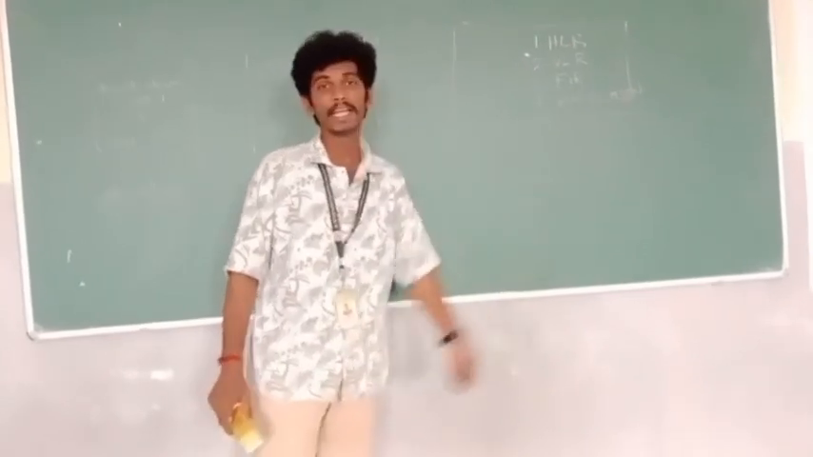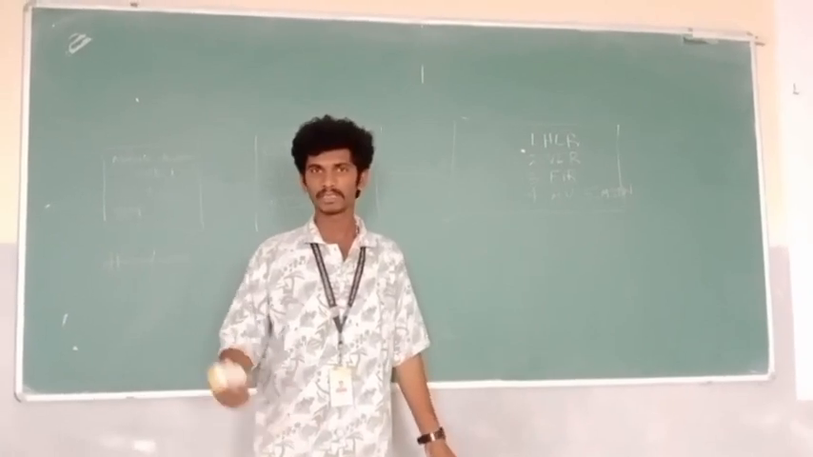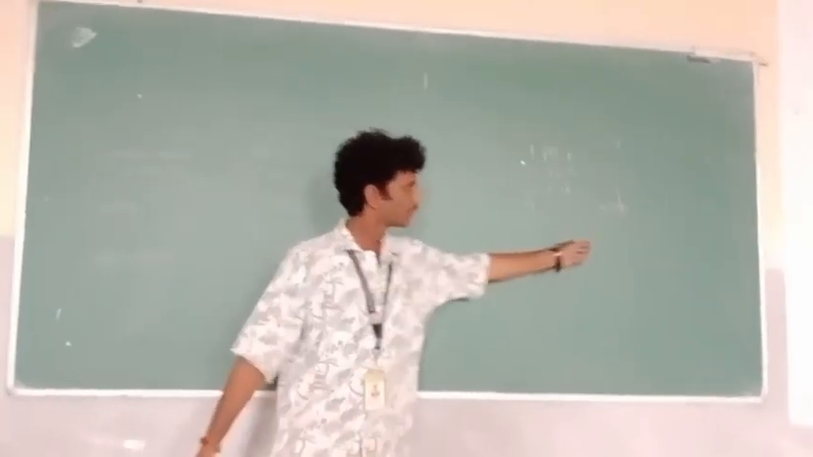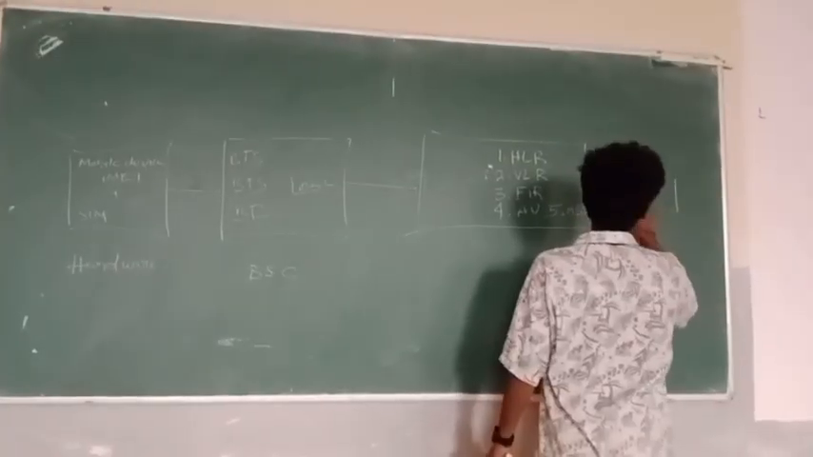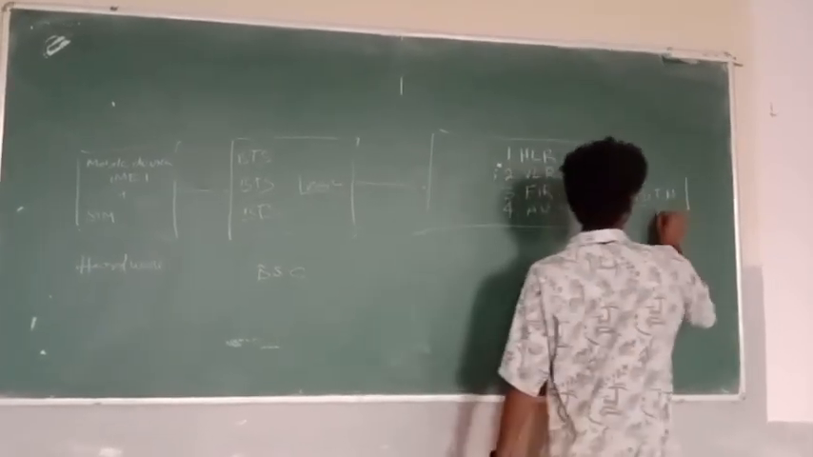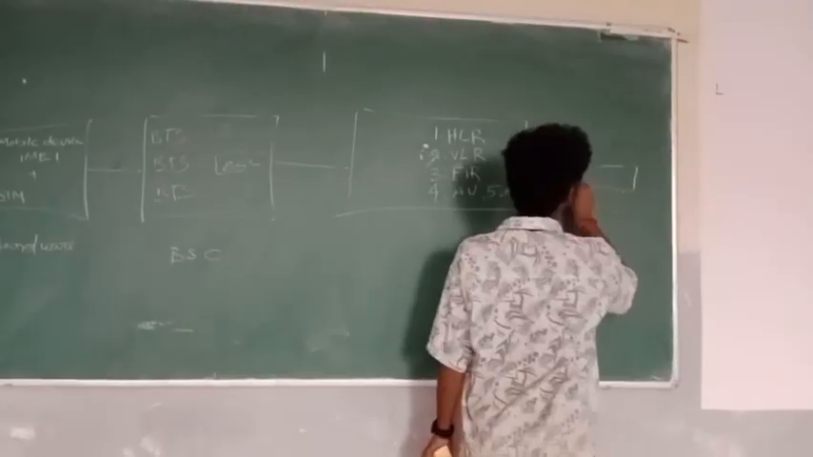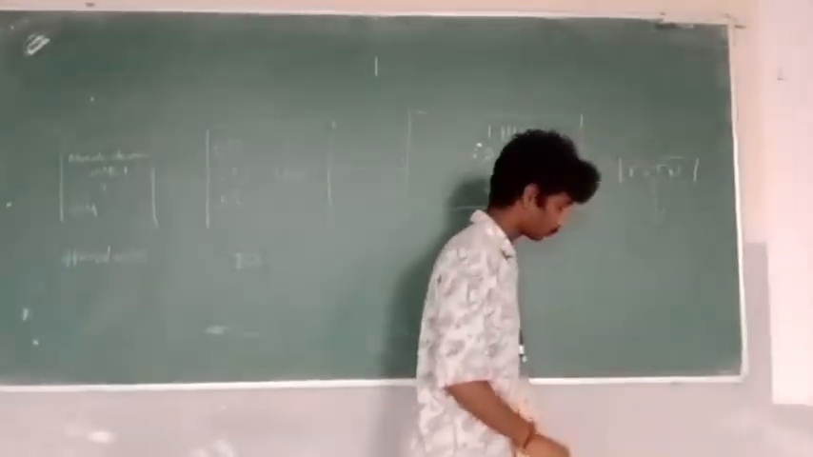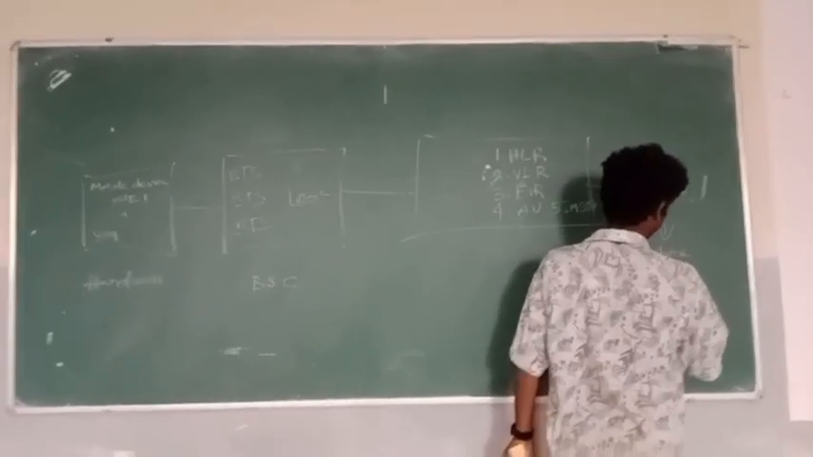And next we have AU. AU is nothing but authentication or authorization of the person's SIM card and mobile device, for having details of the person. And next we have MSTN, Mobile Switch Telephone Network. This is connected to the PSTN, Public Switched Telephone Network, and this is directly connected to the telephone system.